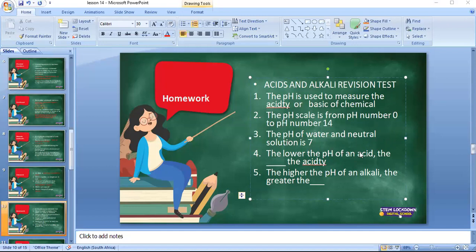The lower the pH of an acid, the stronger the acidity. Thank you, Cleopatra. The stronger the acidity. The higher the pH of an alkali, the greater the basicity. Basic, yes. The basic or alkaline. Others can use the alkaline term. It's also fine, alkaline. Thank you so much, my girls.